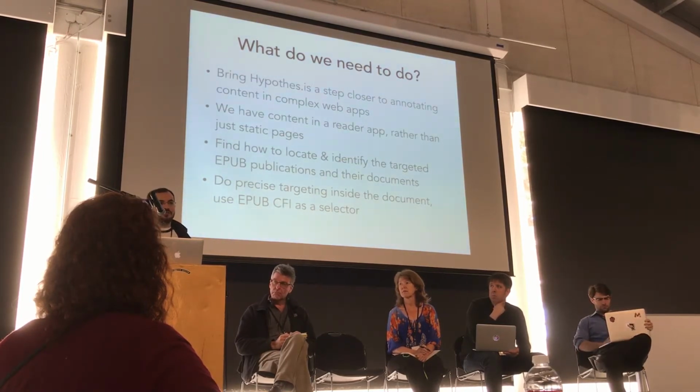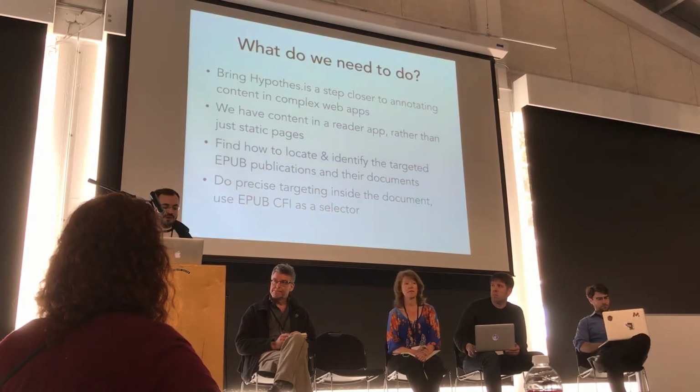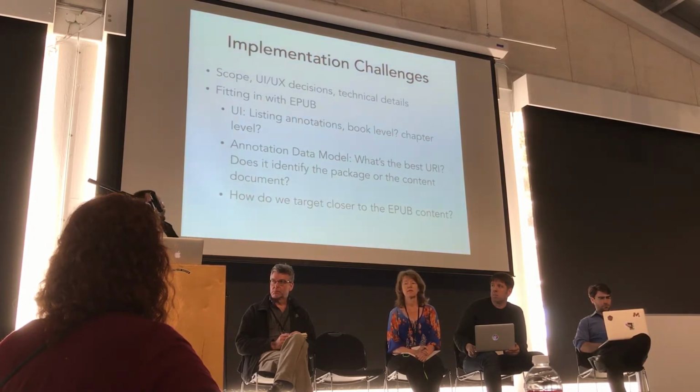And we needed to do other things too, like how to identify resources, how to identify the EPUB publications and their locations, and how to do the precise selector-level targeting of the content when an annotation needs, for example, the range of text that's selected, and so on. I don't want to get too technical, but just to give you a brief idea, these are some of the implementation challenges that we've been going through.